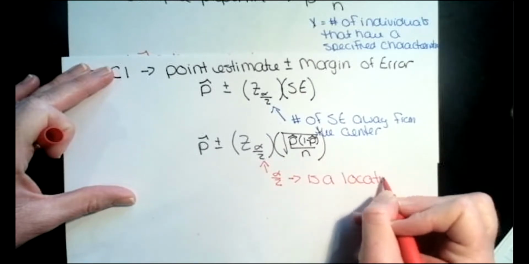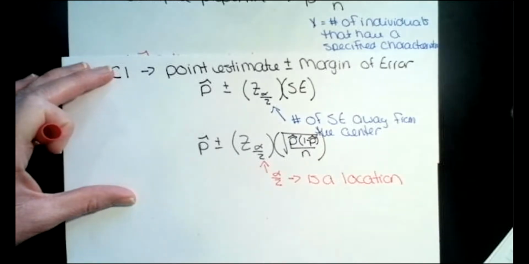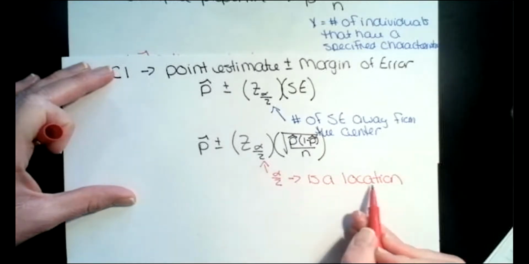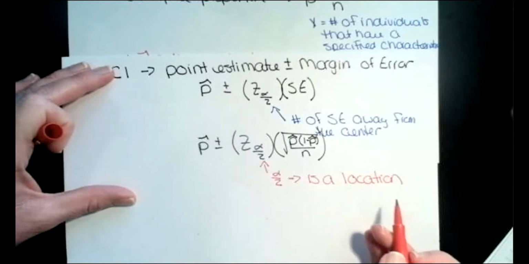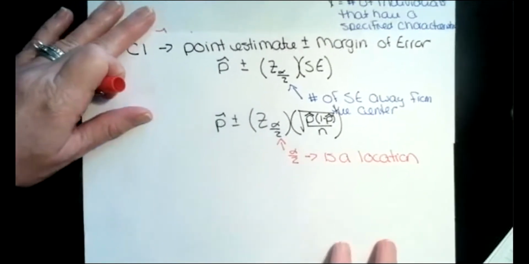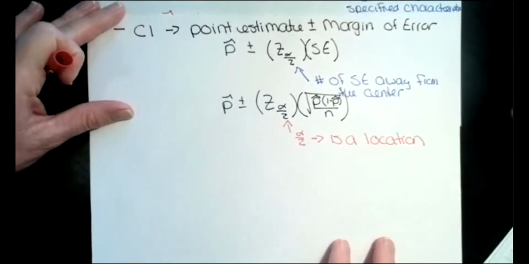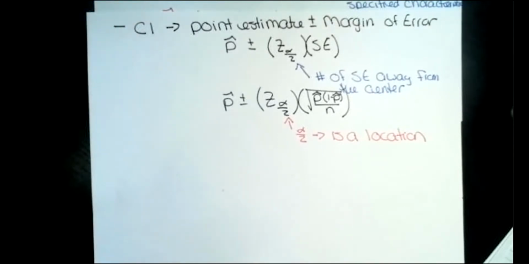You are not multiplying anything here. Alpha divided by 2 is just telling you the location. What it is, you could call it your z critical value. You could just call it the number of standard errors away. I just call it z at alpha divided by 2. It's not like I'm multiplying or dividing.